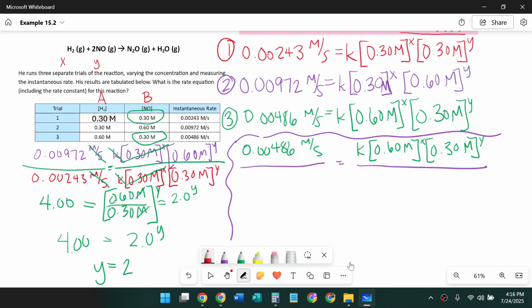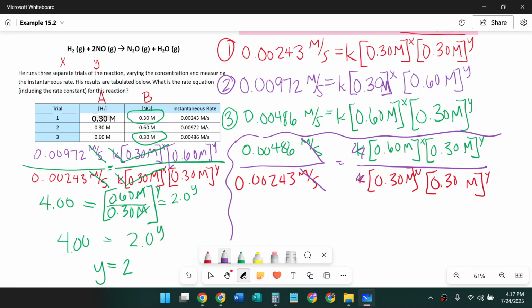And then remember we're using trial 1 because trial 1 will get rid of one of our coordinates. All right, let me pull out my purple. All right, so units cancel, the k's cancel, this cancels, which is of course how we designed it.